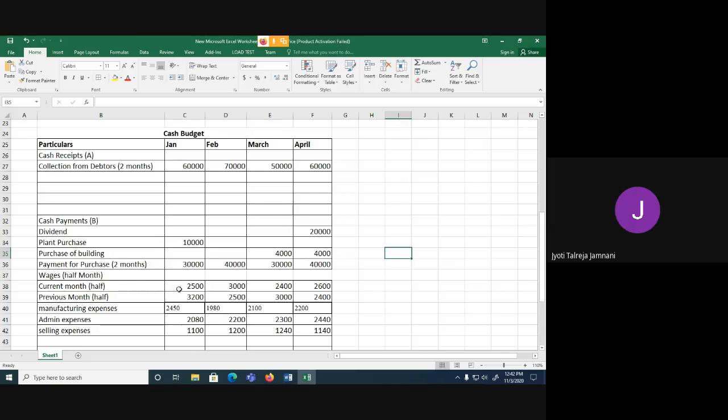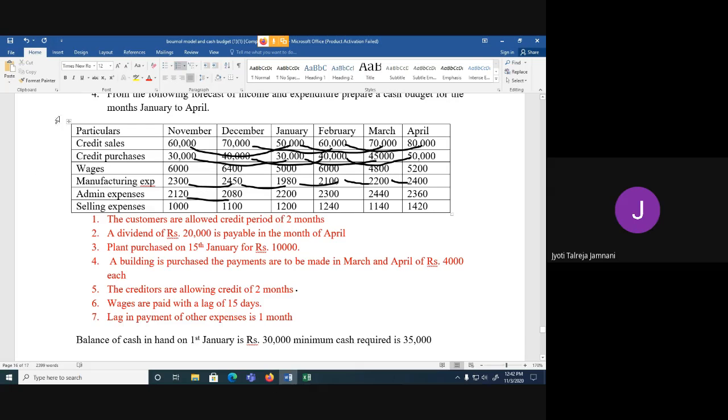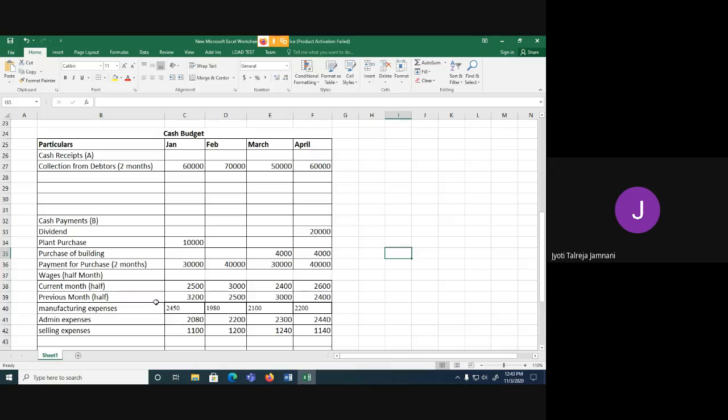So now, how have we calculated? For January, I have to receive wages. January 5,000 is the wages. Half I'll receive in January only. So current month I have taken 2,500, half of 5,000 rupees.